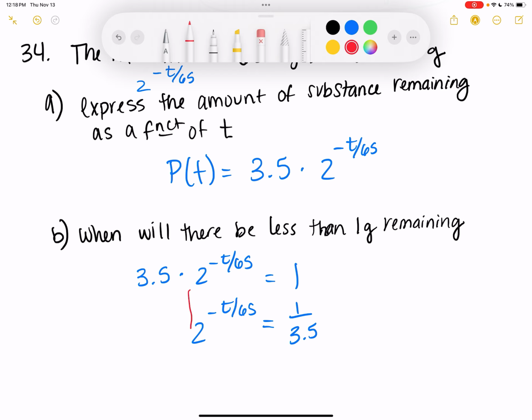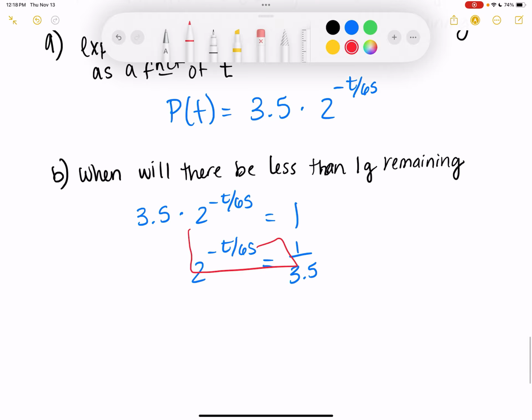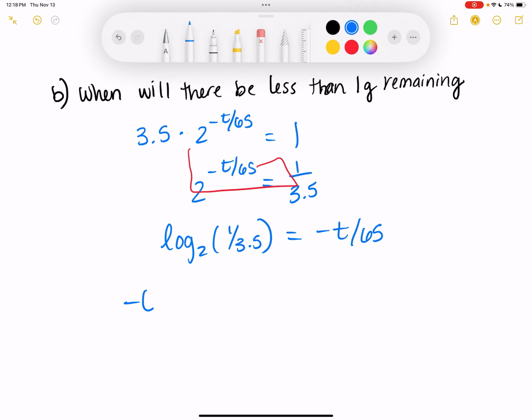So we use a log to solve the exponential. So I've got log base 2 of 1 over 3.5 is equal to negative T over 65. And just like we did in the last one, I can multiply by negative 65, so I'm just left with T. So I'm going to have negative 65 times log base 2 of 1 over 3.5 is equal to T. And then you just need to type that in and get an answer. I'll let somebody type that in and tell me what you get. And just as a general rule, go to 2 decimal places with this, unless they're like both zeros, then obviously you don't need to do that.